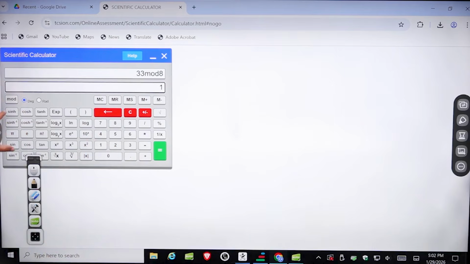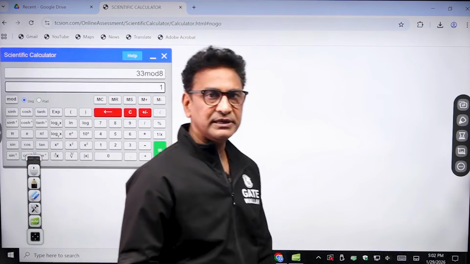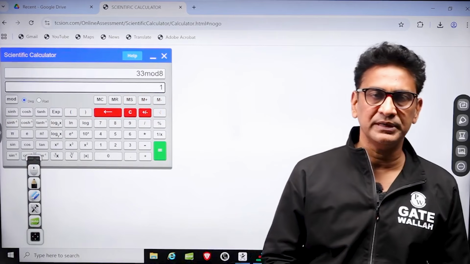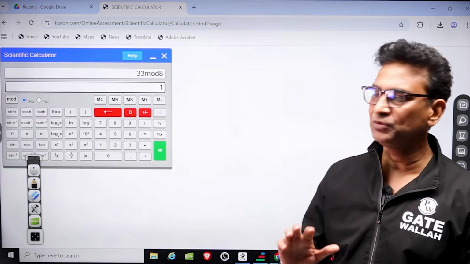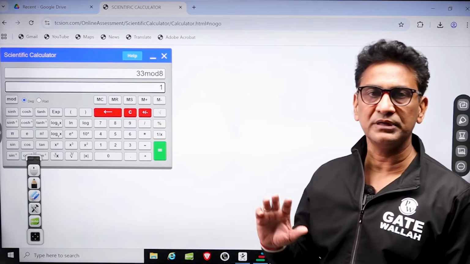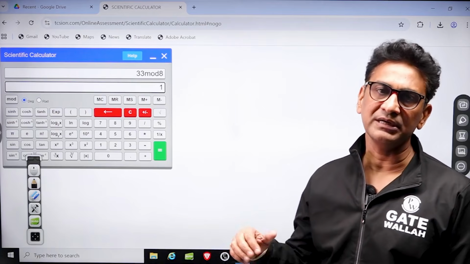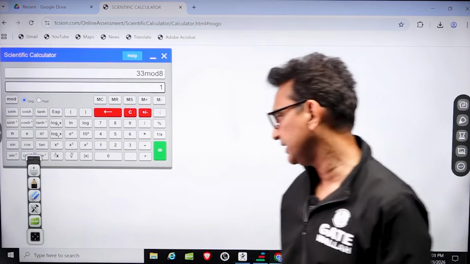So you must be aware of all these functions, no doubt. In this GATE calculator, the polar to rectangular and rectangular to polar conversion is not there. Then you cannot convert rectangular into polar and polar into rectangular directly by using the GATE calculator.